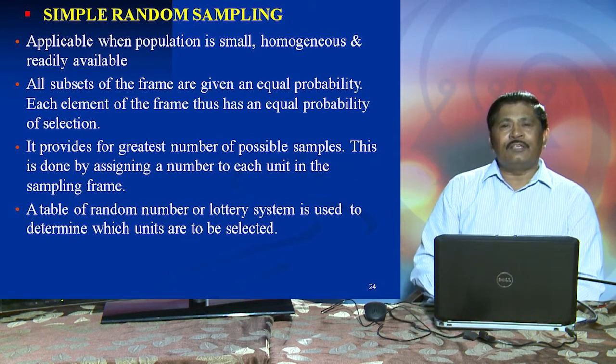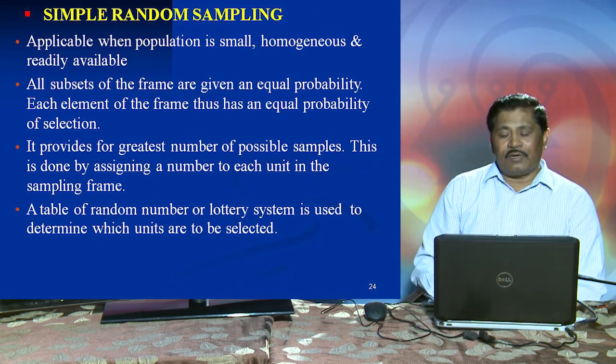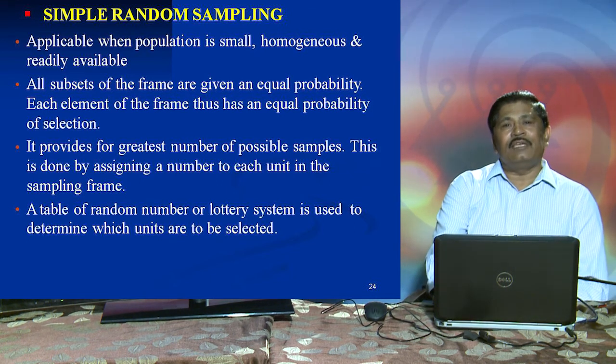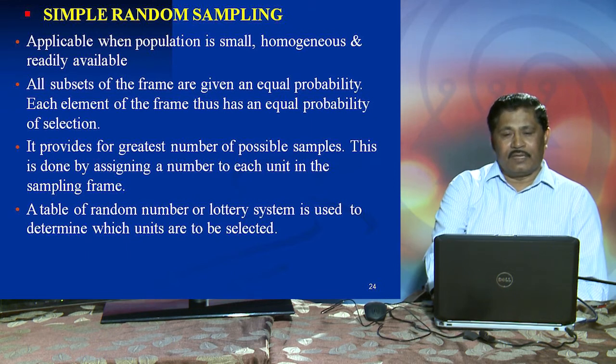And whenever no random number tables are available, in that case you can use the lottery method. That is also important, that you can make chits and select without any bias. But a better way is to use the random numbers that are available in all the statistics textbooks as well as in special tables, that is, the statistical tables.